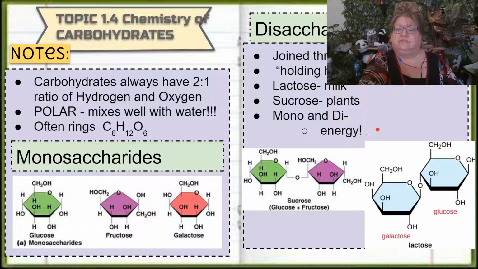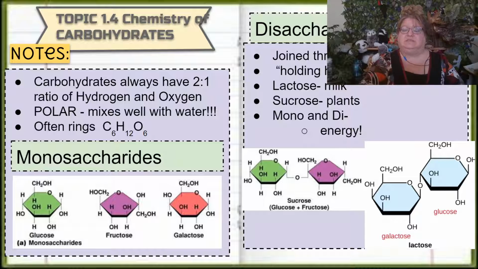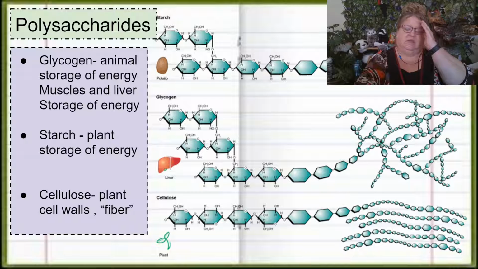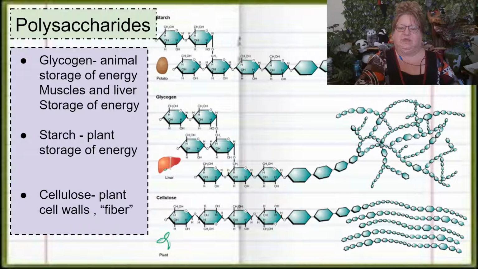Now, there are a couple of disaccharides you've heard before. Lactose is in milk. Sucrose is in plants. Plants make table sugar, right? So if you are baking and you have a cup of sugar, well, that's sucrose. Disaccharides and monosaccharides are fantastic forms of quick energy, and your body really does like them for that quick, easy burst of energy.